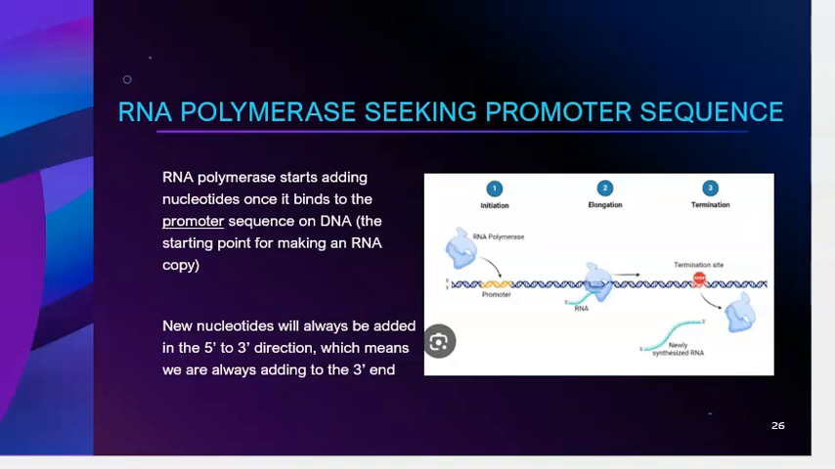RNA polymerase is seeking a promoter sequence. Just like DNA polymerase was looking for a primer, RNA polymerase is looking for a promoter. RNA polymerase will start adding nucleotides once it has bound to the promoter sequence, which you can see right here. It's just a specific sequence that the RNA polymerase will recognize as a starting point. And again, new nucleotides will always be added in the 5' to 3' direction, which means we are only adding nucleotides to the 3' end of a strand.